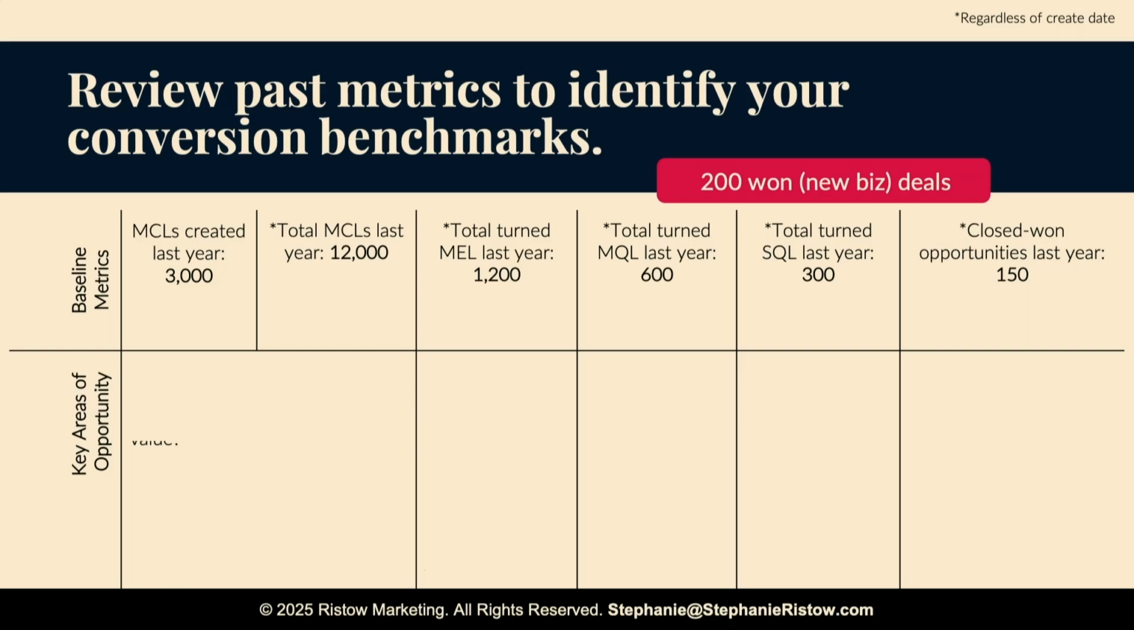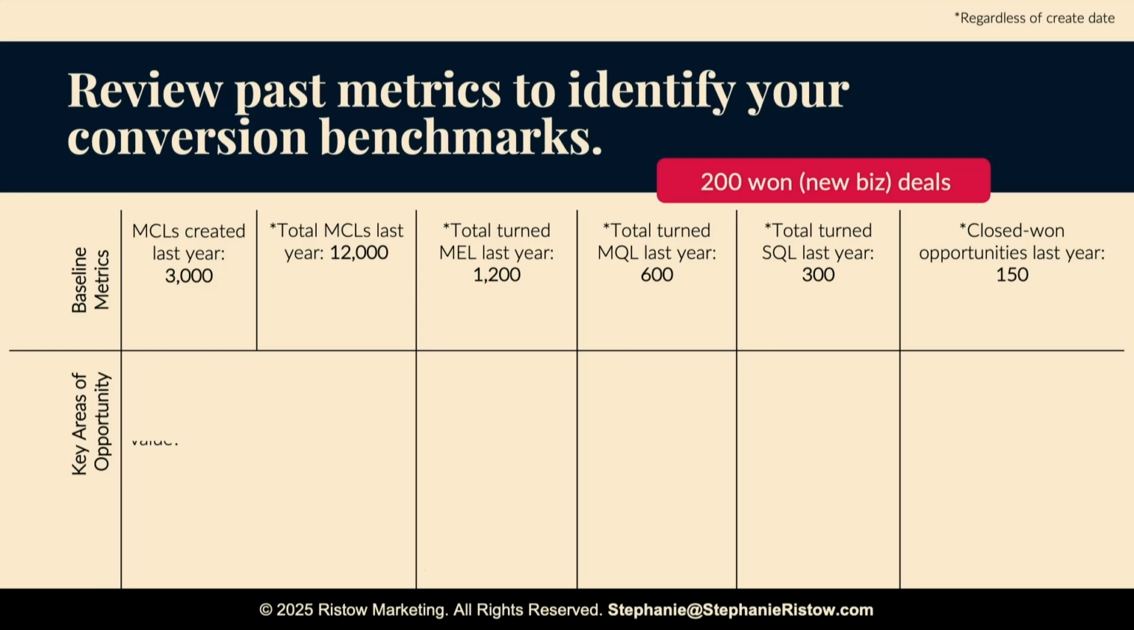Anywhoozles. We had 300 turn SQL last year out of 600 that turned MQL out of 1,200, because we're seeing how lazy I am with math, that turned MEL. And last year we had a total of 12,000 MCLs in our system. Now, we created 3,000 MCLs, but in total we had 12,000. That's how we separate those numbers between what moved versus what was created.